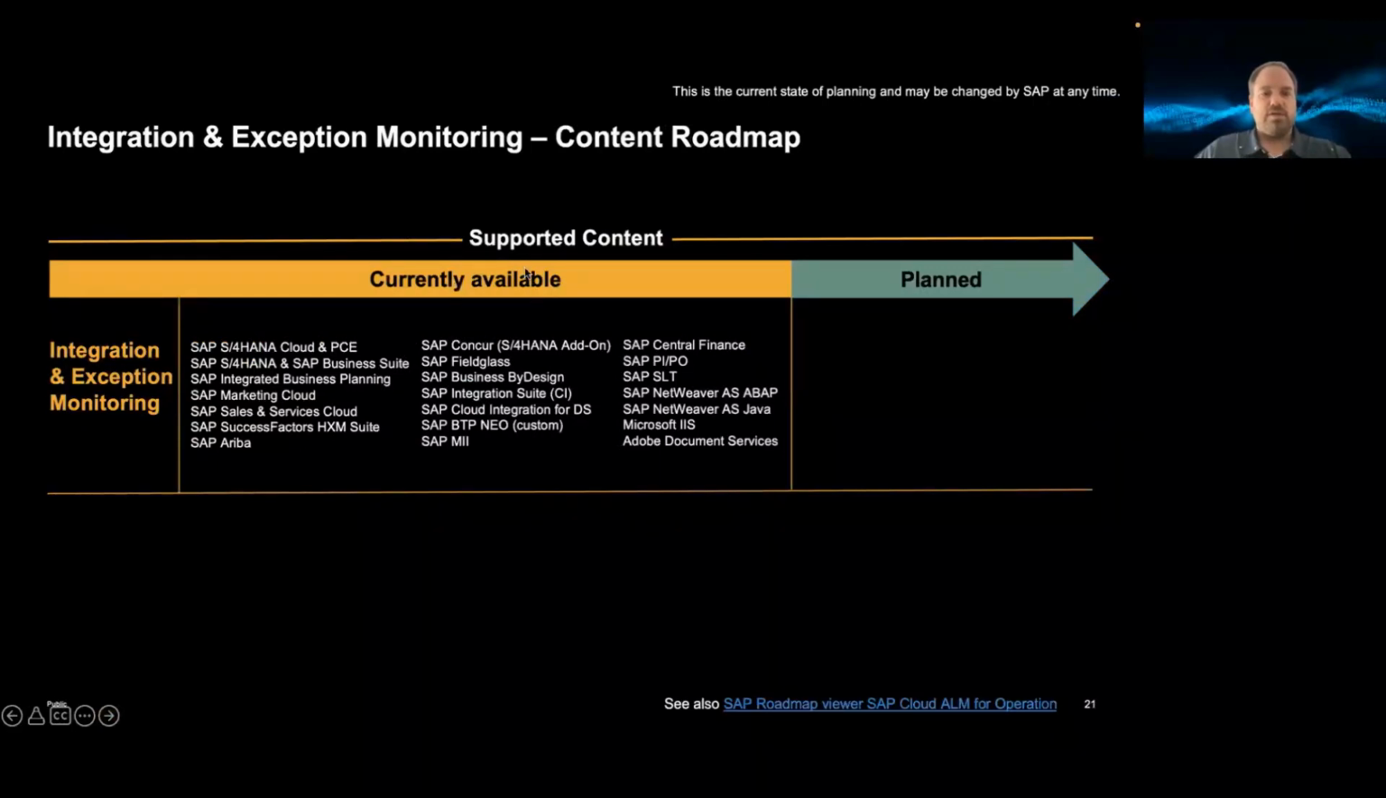From a supported content point of view, we have the major solutions already available in integration exception monitoring. We have some content planned for the future as well. We will enable event mesh and field service management as a category in integration exception monitoring. We will have its own category available for EWMD ABAP push channels especially. And we will also have support for Asset Intelligent Network.